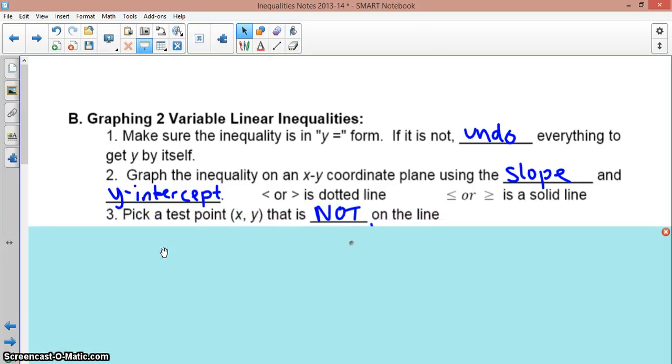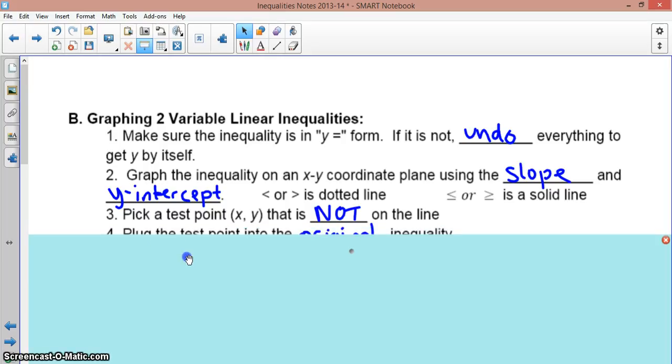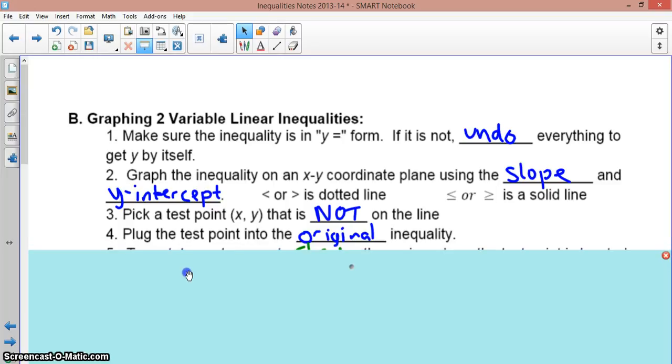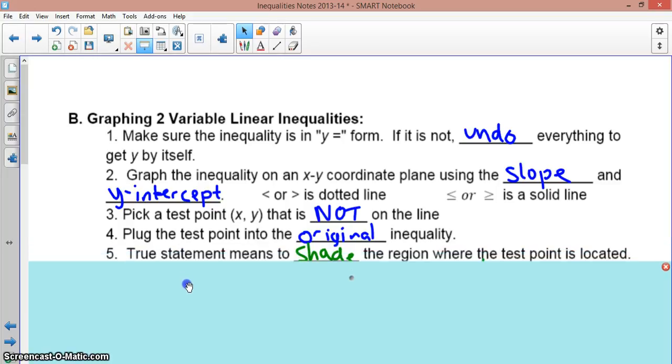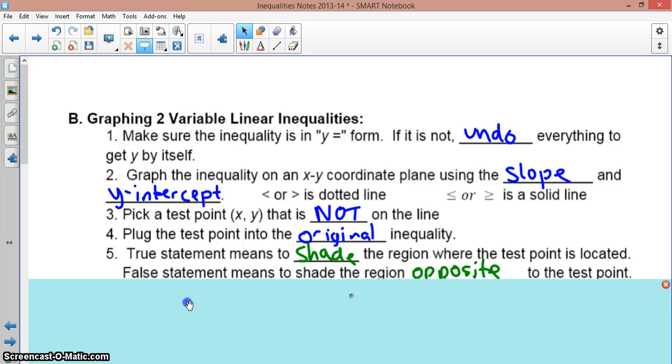So, once you actually go ahead and graph that using the dotted or solid line, you still need to shade. And again, you can pick a test point that's not on the line. You plug that test point into the original inequality. A true statement means to shade the region where the test point is located, and a false statement would mean to shade the region opposite to that test point.